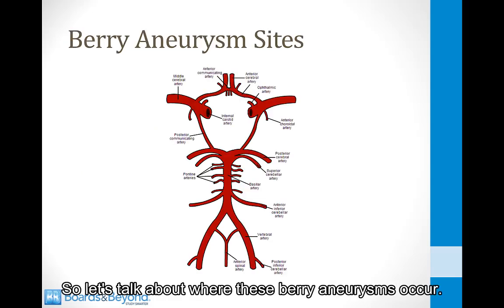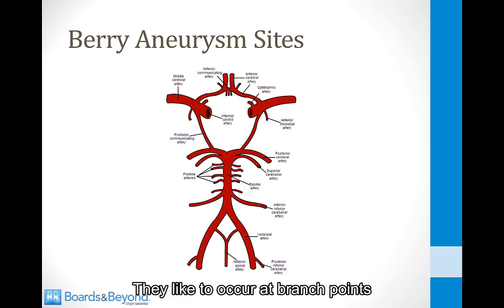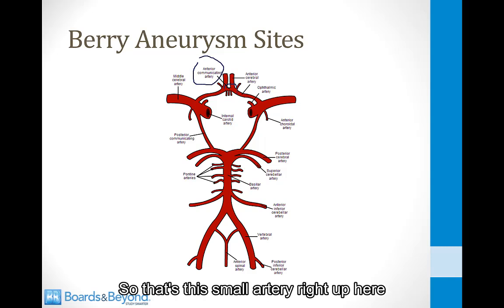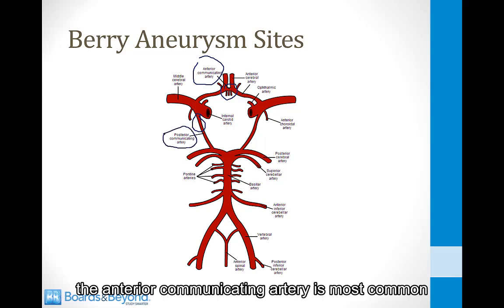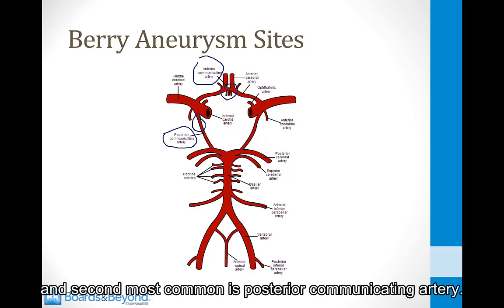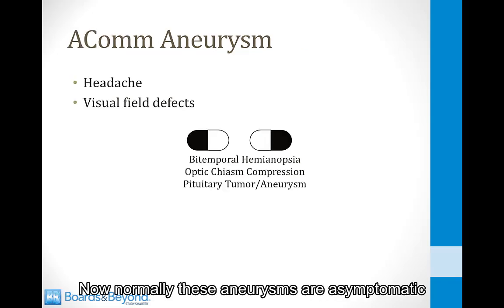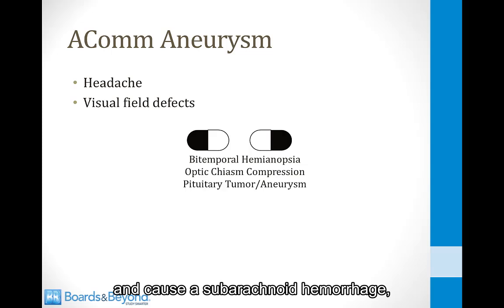So let's talk about where these berry aneurysms occur. They like to occur at branch points, and the most common place they occur is the anterior communicating artery. That's this small artery right up here at the top of the circle of Willis. The second most common point is the posterior communicating artery, usually right here after the internal carotid enters the posterior communicating artery. So you can remember that the anterior communicating artery is most common, and second most common is posterior communicating artery.